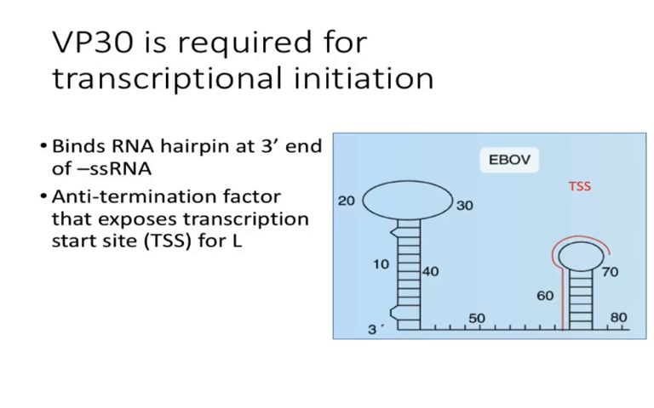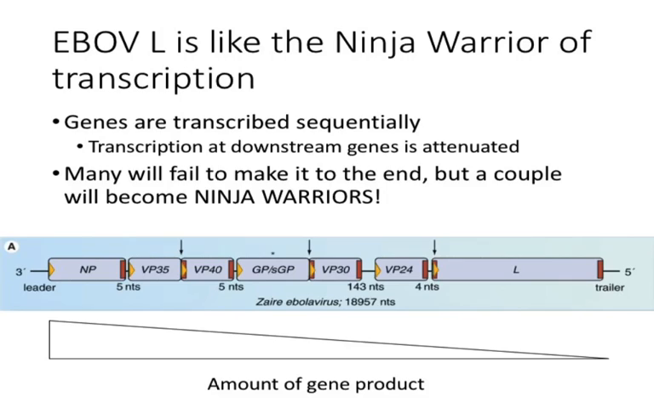One other thing that seems to be required for transcription is the VP30 protein. VP30, so this is that part of, actually within the leader sequence, so we've got this hairpin loop structure here, more nucleotides, and then this right here is the transcriptional start signal for NP. So that hairpin loop structure that we just looked at would be located right here where that arrow is.